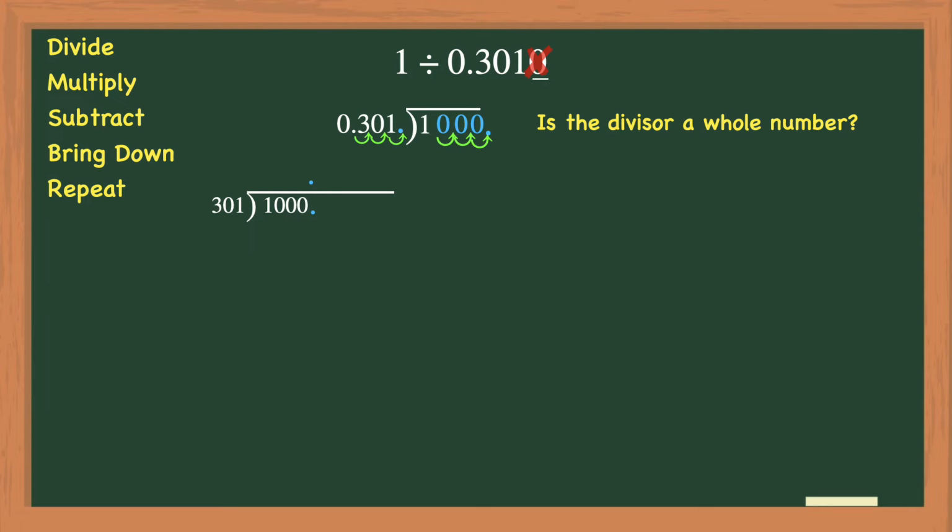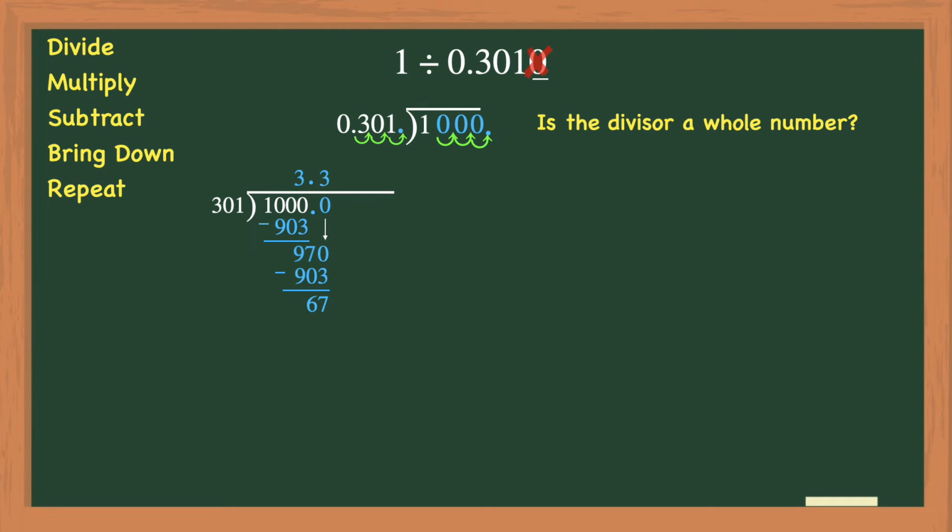So I know that 301 will divide into 1,000 3 times, and 301 times 3 is 903. Now I will subtract, and 1,000 minus 903 is 97. I need to continue dividing, so I will need to add a 0 to the dividend and then bring it down. Now I have 970, and 301 divides into this another 3 times. And I will subtract 903 from 970 to get 67.